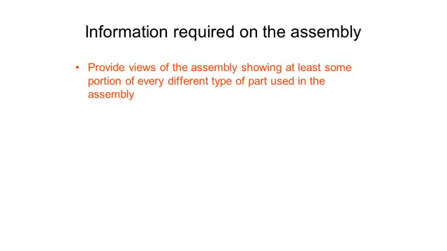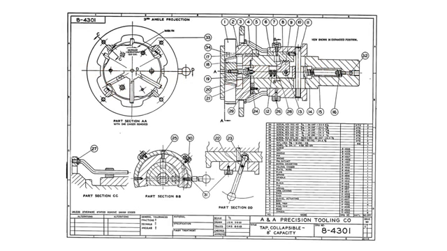So there's a few bits of intricate details in this sentence. The first is you don't need to show every part, just as long as you've shown every different type of part, and you don't need to show all of a part, you just need to show a portion of every part. So let's go back to this drawing from our first video, and we're just going to pick a part here.